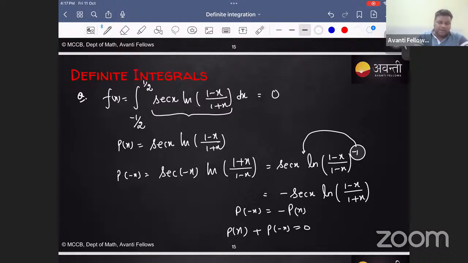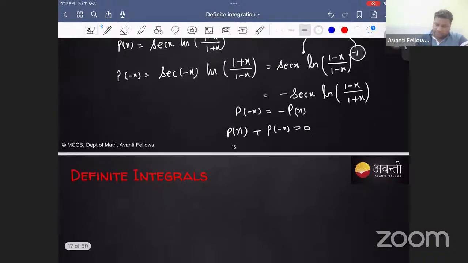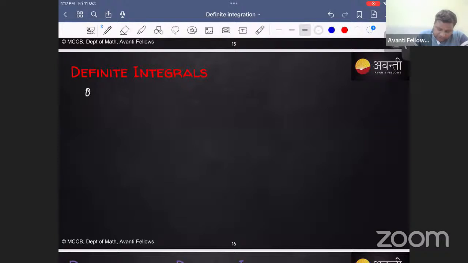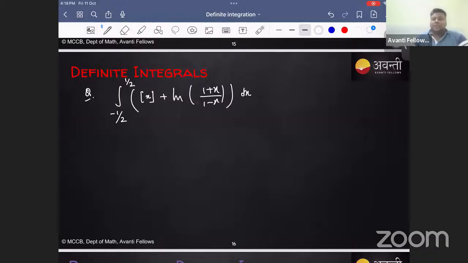So foremost priority, first of all, is what? Check for even function and odd function. Now see, the next question is integration from minus 1 by 2 to 1 by 2 of greatest integer x plus ln of (1 plus x upon 1 minus x) dx. Find the value of this. Options I give you: A is 0, B is 1, C is minus 1 and D is minus 1 by 2. Give it a try and mark your answer in the poll.